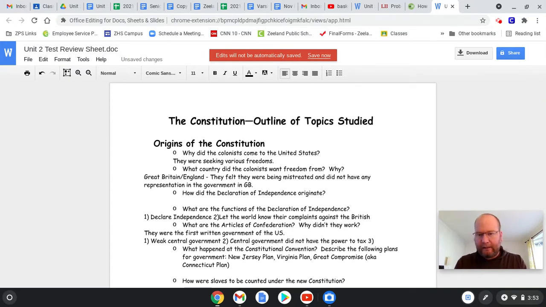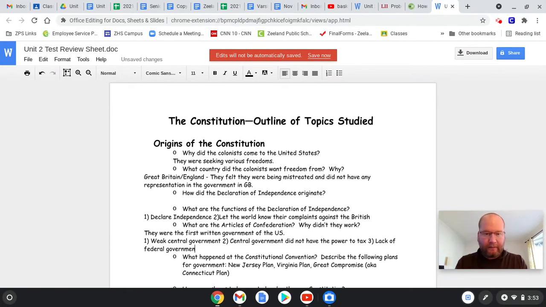Three, lack of federal government currency. Remember, each state had their own currency, which made for an economic mess. Sorry, that's my daughter barking in the background. And four, there was a lack of ability to raise a military. Kirsten, be quiet. Those are some of the main reasons that it didn't work.